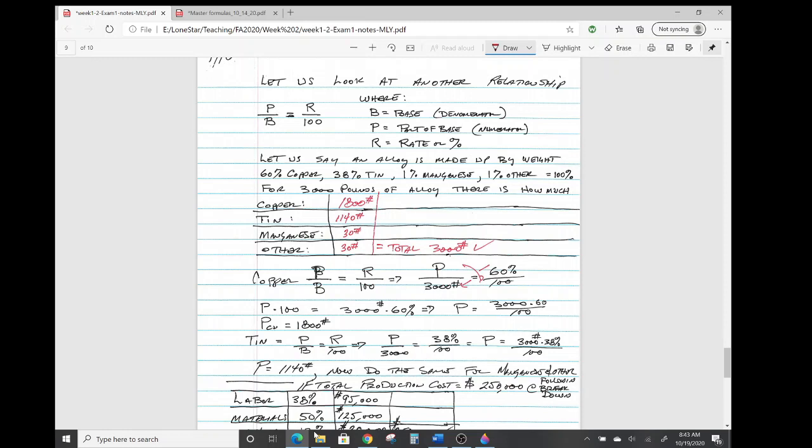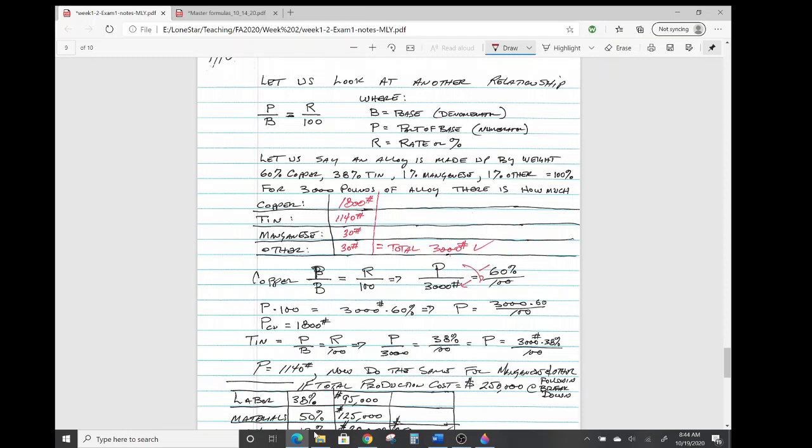And we know that 100% is all you're ever going to get. Now, if you had 120%, then it would be more than 100%, right? You're going in the positive direction. Let us say that an alloy is made up by weight, 60% copper, 38% tin, 1% manganese, and 1% other. Now that should all equal 100%, right? 1 and 1 is 2, 60 and 38 is 98, that's 100. So for 3,000 pounds of an alloy, how much copper, tin, manganese, and other is there?